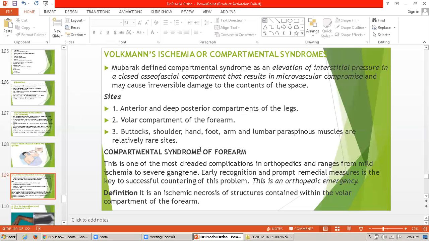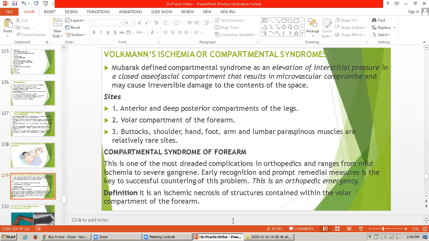Then, compartmental syndrome of the forearm. This is one of the most dreaded complications in orthopedics, and it ranges from mild ischemia to severe gangrene. Early recognition and prompt remedial measures are the key to successfully countering this problem. This is an orthopedic emergency.